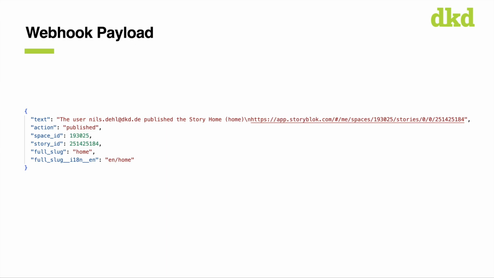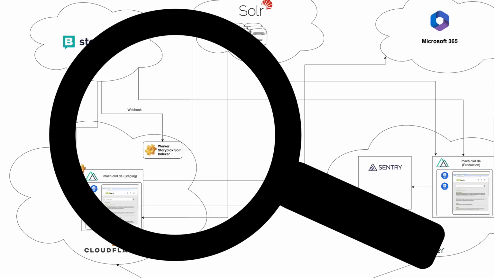If we look into the payload of such a webhook event, this is, for example, sent when the action published happened, with a text: the user Nils Dehl published the story home, and the URL to this story, the API URL. And we also have the information in our JSON object: space ID, story ID, and the slug of the page which changes. This information is sent to the indexer script on Cloudflare.